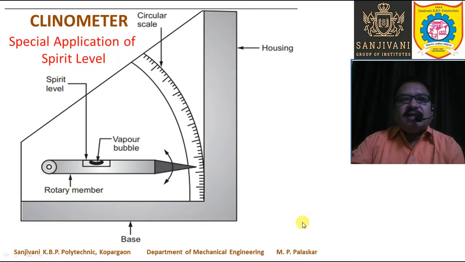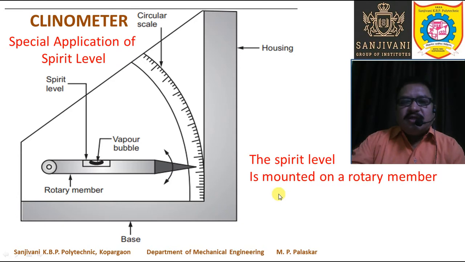So let us study the construction of the clinometer, which is nothing but a special application of a spirit level. Of course in the clinometer we are using a spirit level. The spirit level is mounted on a rotary member. So this is a rotary member, and on this rotary member this spirit level is mounted. So this rotary member is hinged here, it can rotate about this point or the axis here.